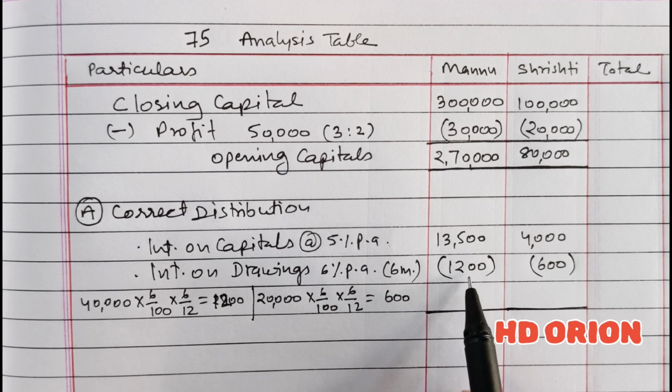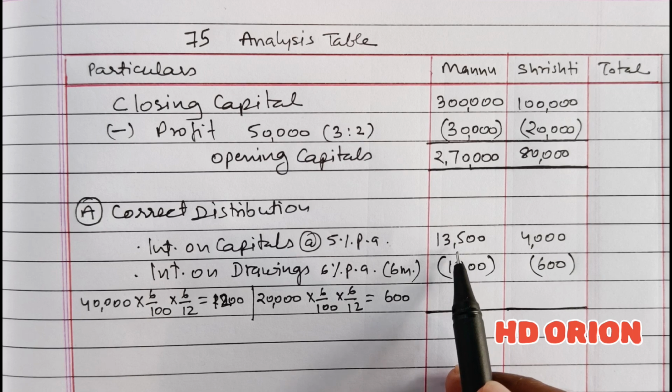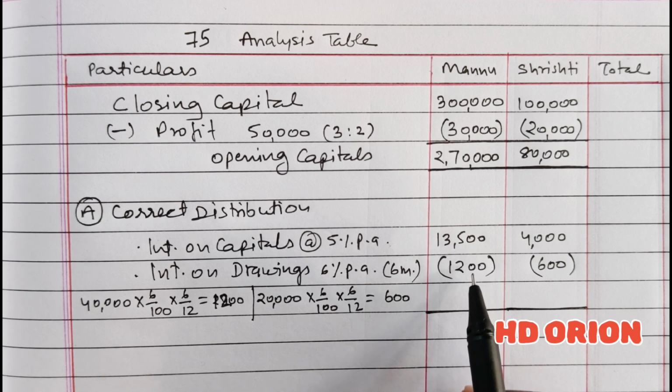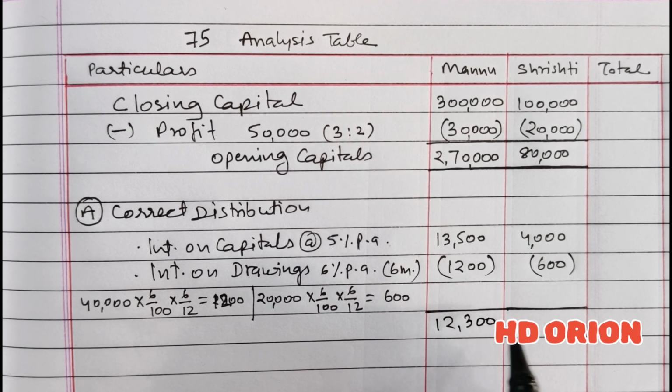So they are reverse in nature, and in profit and loss appropriation account, interest on capital is shown on the debit side, whereas interest on drawings is shown on the credit side. So they are reverse in nature, so they will cancel each other, and the amount here when you cancel it, it is 12,300 and rupees 3,400.